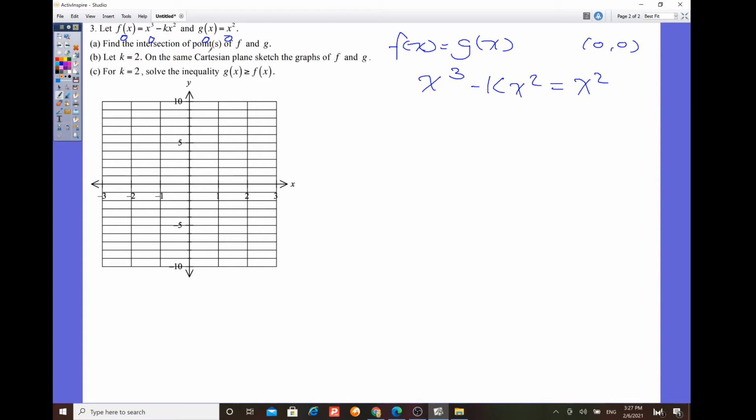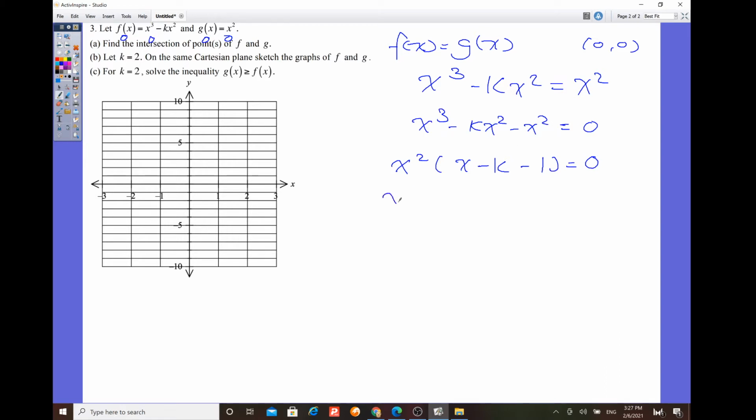But this one's plural, so let's find that in general. To solve for x here, we have x to the 3rd power minus kx squared minus x squared equals 0. Now from here, we want to take out the greatest common factor. What we got here is x squared. So we got x minus k minus 1.